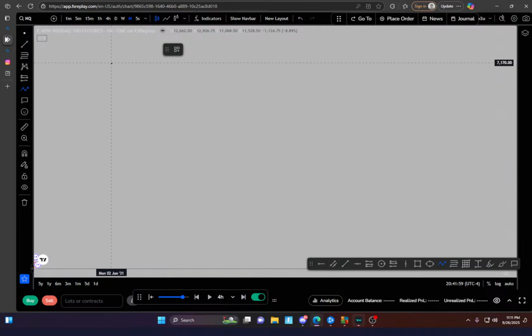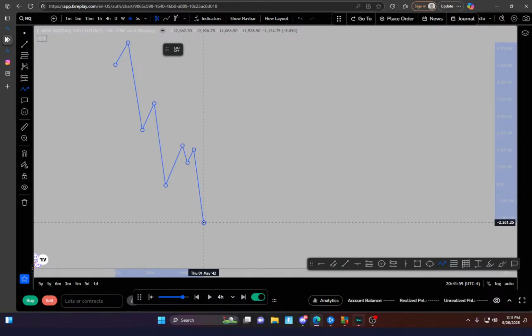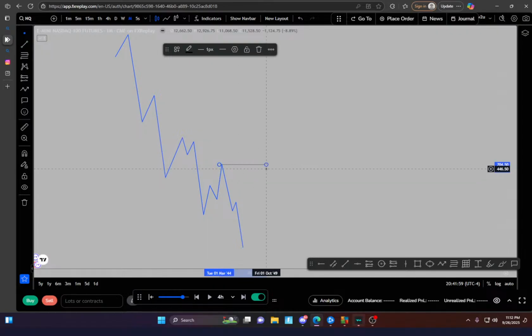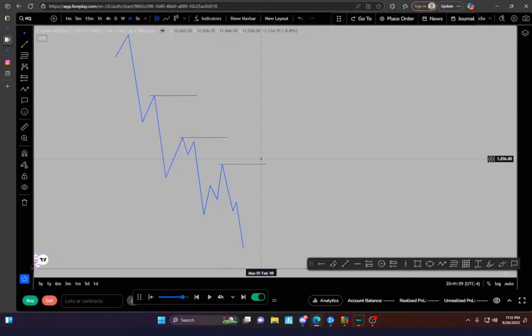Let me just draw something, right? Let's say to the left we have highs and stuff, and then, you know, whatever, stuff like that. Now every single one of these is liquidity. Every single high you see is, in theory, textbook wise, liquidity.